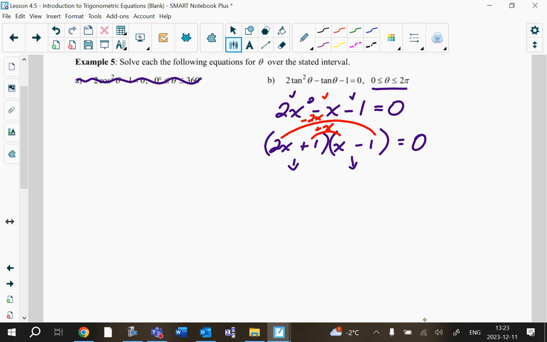So what value of x in the first set will make 2x plus 1 equal 0? Well, you just solve that. 2x equals negative 1. X equals negative 1/2. That's one of the answers. Here, what value of x makes this set of parentheses equal to 0? 1. You can really do that one in your head.